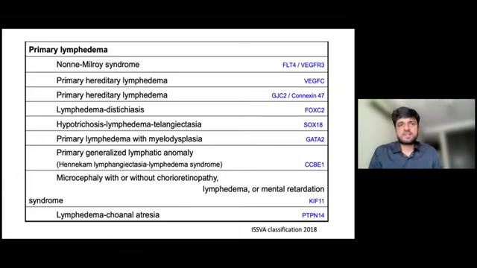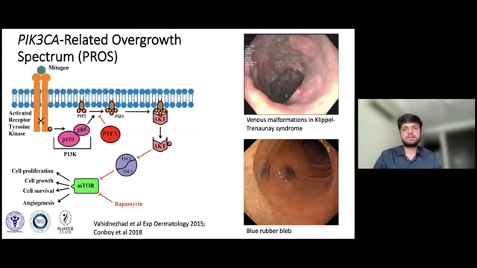So these are the commonly described syndromes. The most common being the non-Milroy syndrome, which occurs following the VEGFR3 mutation. Another common mutation that occurs in this spectrum of disorders is the PIK3CA related overgrowth spectrum. These patients usually have a lot of manifestations. Important from a gastroenterologist perspective is that there could be lymphatico-venous malformations as well. Such patients may present with a GI bleed, as seen in Klippel-Trenaunay syndrome, or rarely they may also have a GI bleed due to blue rubber bleb nevus syndrome.